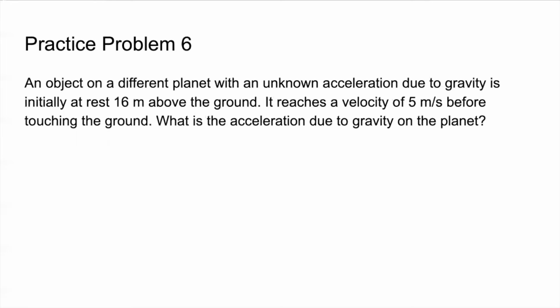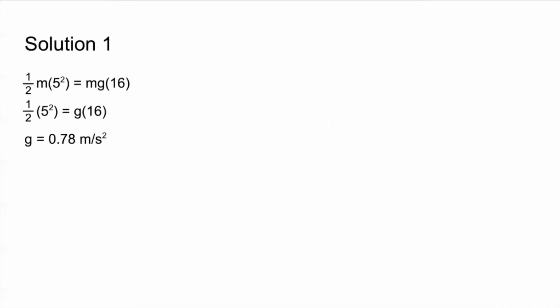Here's the sixth practice problem. The solution will come in 3, 2, 1. So you set the final kinetic energy to the initial gravitational potential energy, and you have mass on both sides, so you can just cancel that out. And now we're left with just one unknown, which is g, and you can solve that g is equal to approximately 0.78 meters per second squared.